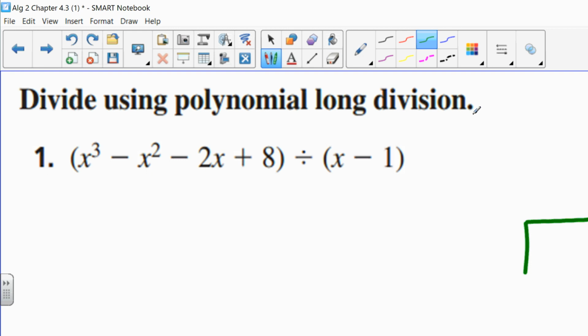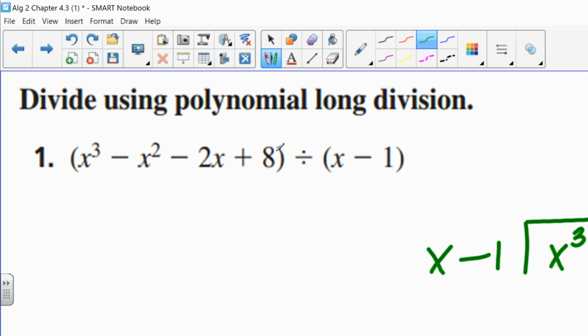And I'm going to start adding green. So the first thing we need to do with long division is to set it up. So we draw our little house. Put the polynomial x cubed minus x squared minus 2x plus 8 on the inside, and our divisor x minus 1 on the outside. Now with any of these here, we need every single term.